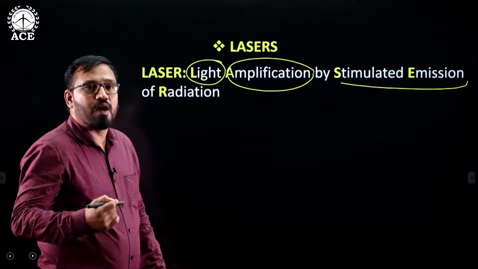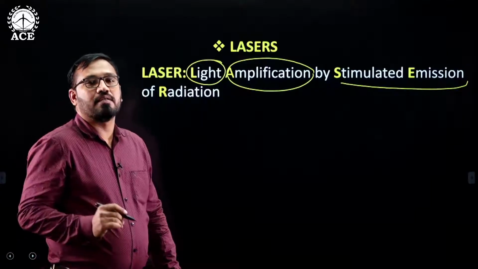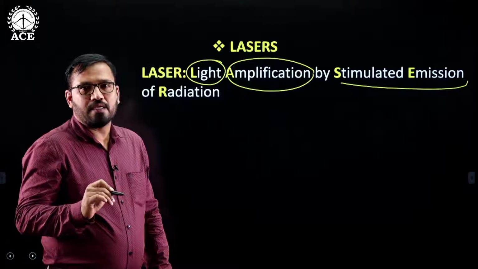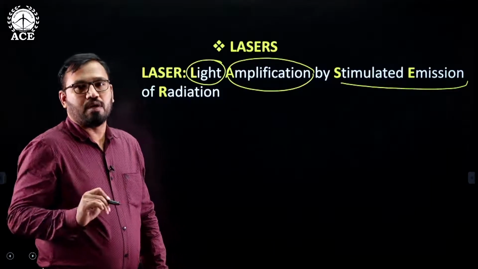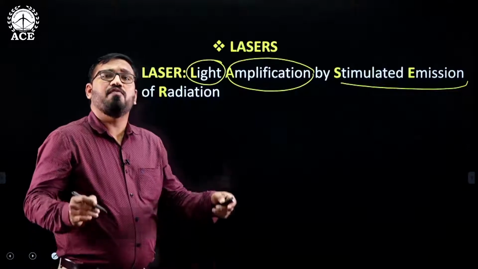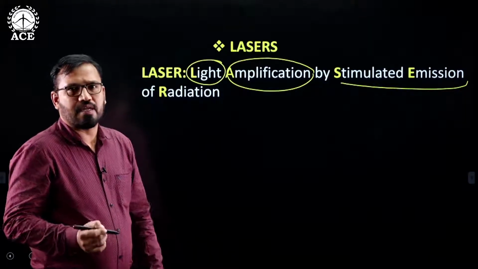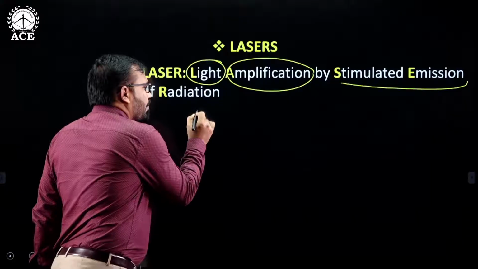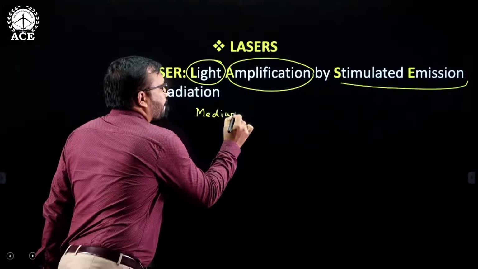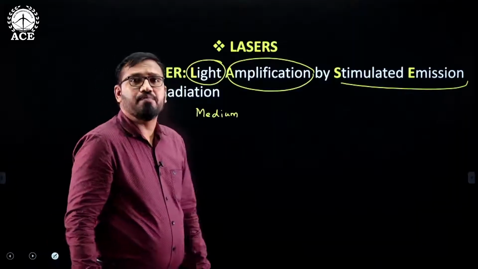The amplified form of light is called laser. Laser is nothing but light amplification by stimulated emission of radiation. That is a laser. Lasers are classified into different types depending on the medium used.